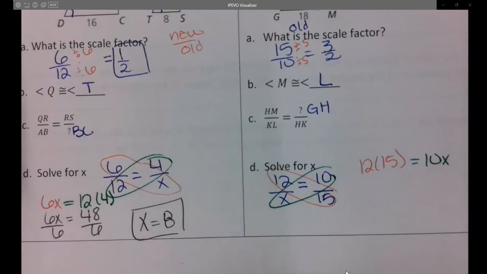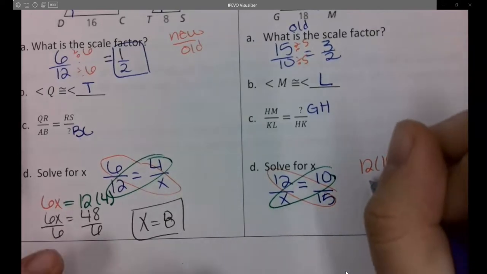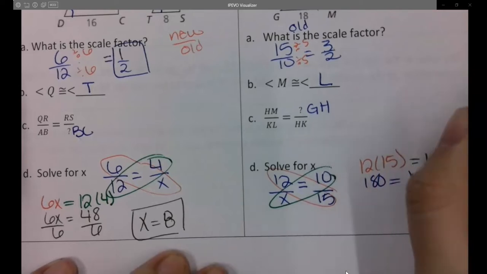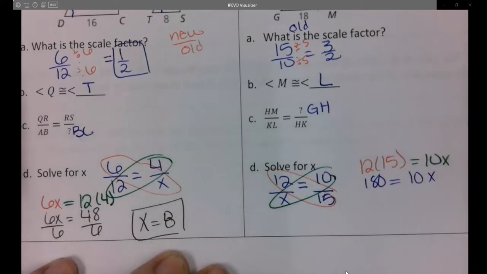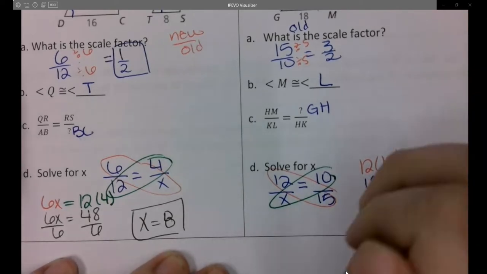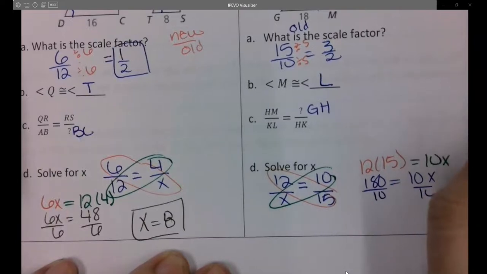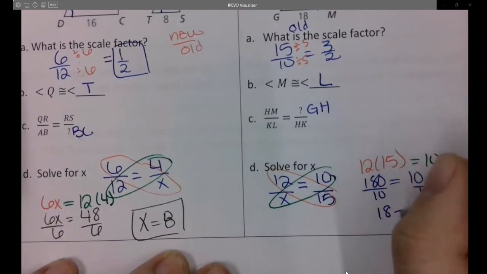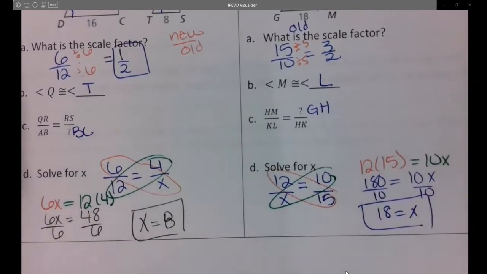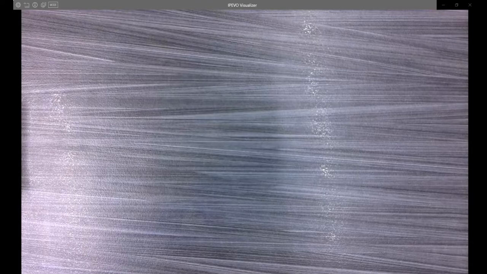Then 12 times 15 gets me 180. And it's still equaling 10x. I want to go ahead and divide by 10 on both sides. That gets me x equals 18. Okay. Moving on.